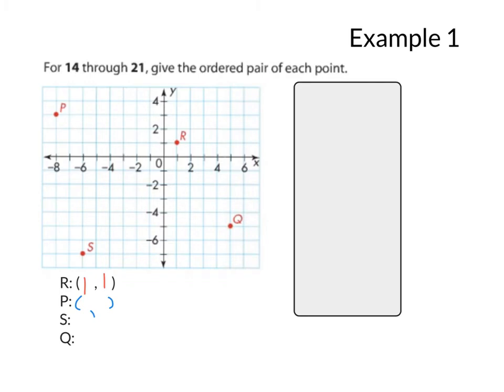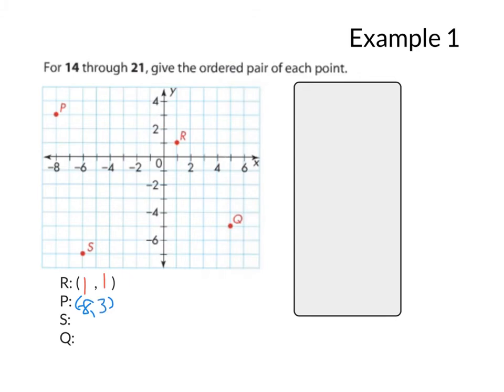With P, I see that it's the x, which is first, left and right, and I'm following it here, and it's at negative 8. Next is the y coordinate. I'm going up, finding P, and it's right here. There's not a number on that one, so it goes 1, 2, 3. All right, it's positive 3.